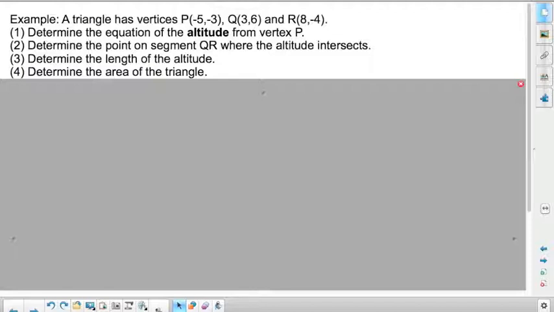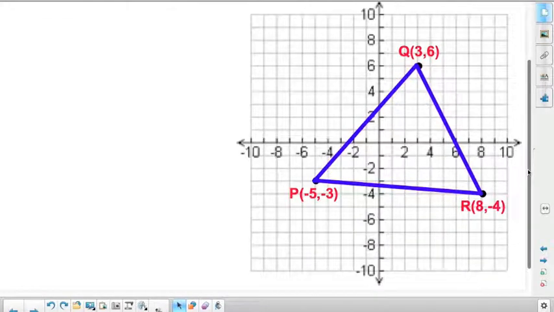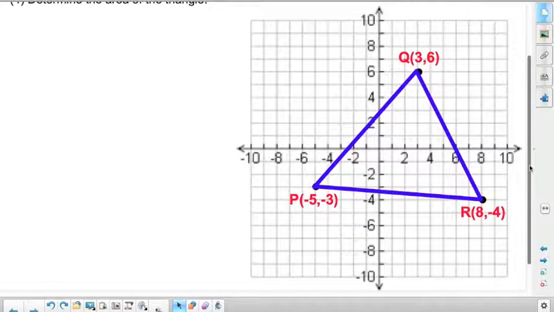In order to get the length of the height of the triangle, you need a point on segment QR where that altitude intersects. But before you even get that, we actually need the equation of that altitude. Okay? So I sort of stepped out the process that we need to follow, by breaking it down so that one question leads to another. So we'll only work on the first one here. So there's our triangle. I want to determine the equation of the altitude from point P. But before we get the height, I need that equation first. Okay, so that was the first question. Determine the equation of the altitude from point P. Yes, height.